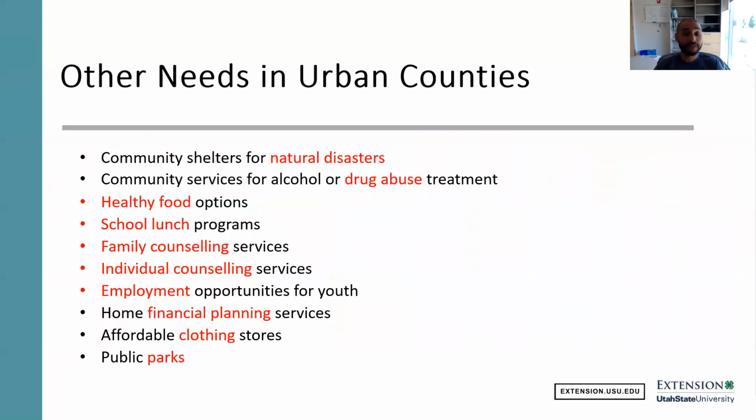These are just some other high priority needs in urban areas. Community shelters, healthy food, counseling services, employment, green spaces are all high priority needs in urban counties. Again, it is important that you try to connect your program to a need. This allows you to understand the potential impact of your program, and it provides a benchmark to measure program success. So take the time and look at these needs, find one that relates to your program, and try to create an impact statement that clearly addresses the need.